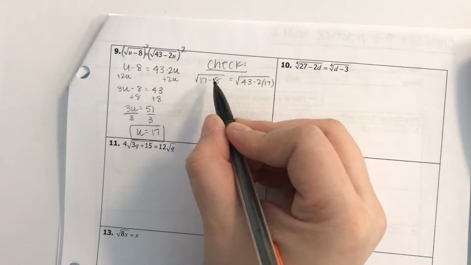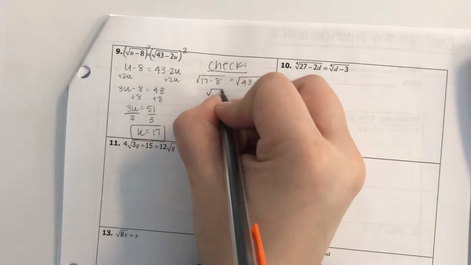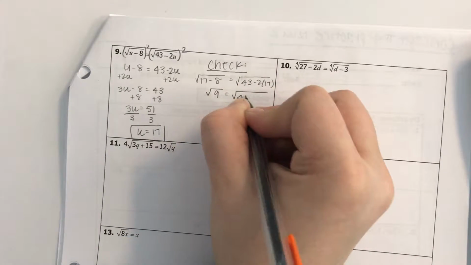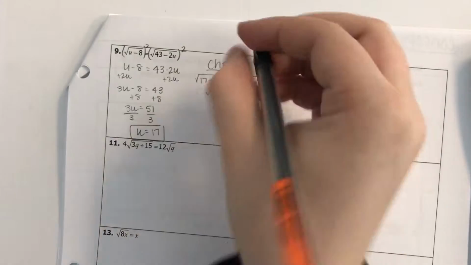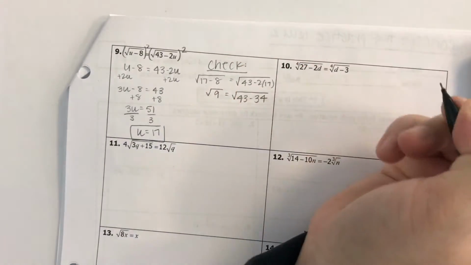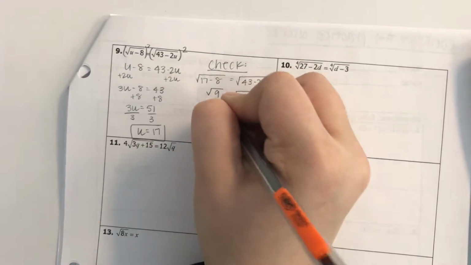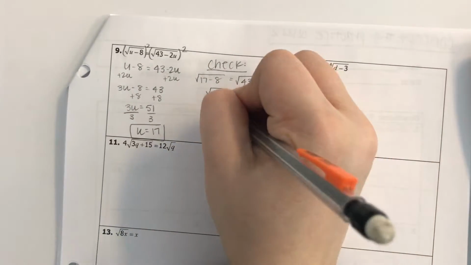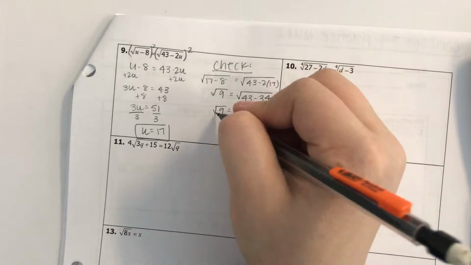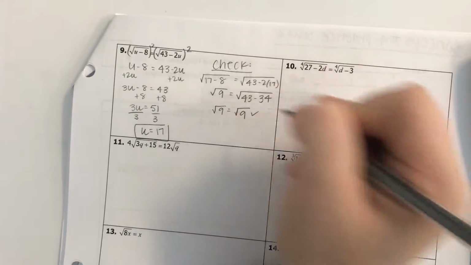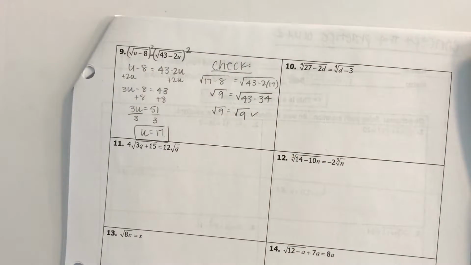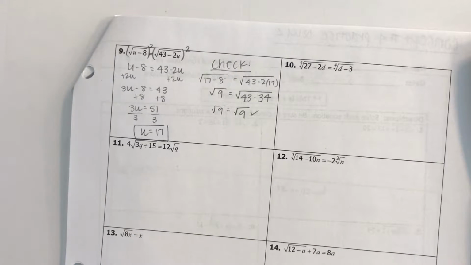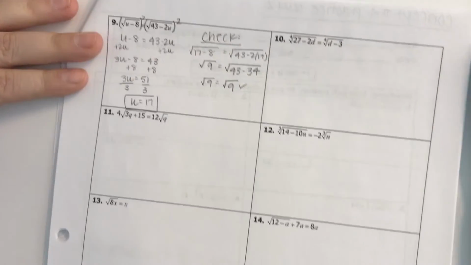So 17 minus 8 is 9. 43 minus 2 times 17 is 34, in case you didn't know that. So square root of 9 equals 43 minus 34 is also 9. Square root of 9 equals square root of 9. We're good. As soon as you get the same thing on both sides of the equation, you know you're golden. Okay? So let's do number 11.